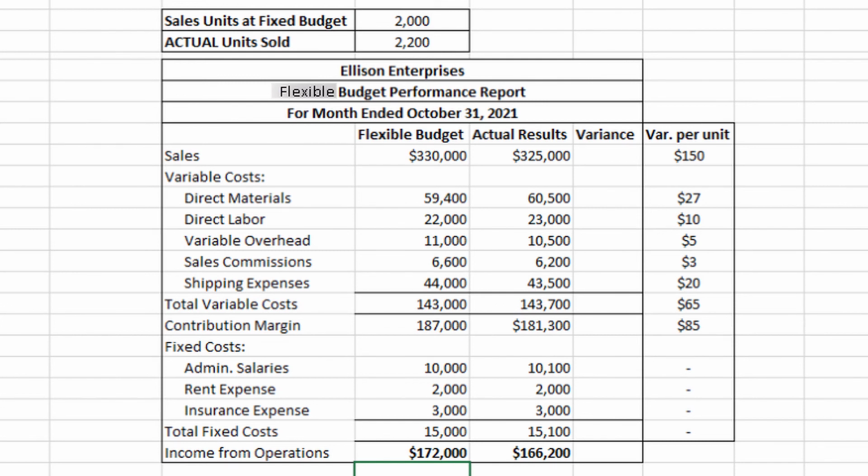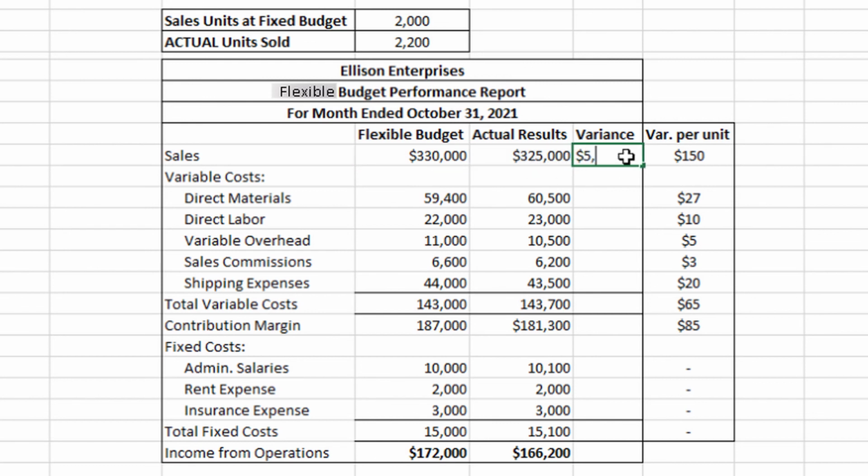Okay, now we are ready to work on the variances. A variance occurs whenever there is a difference between the budgeted amount and the actual amount. So for example, we see here that there is a $5,000 difference between the flexible budget sales of $330,000 and the actual result of $325,000.